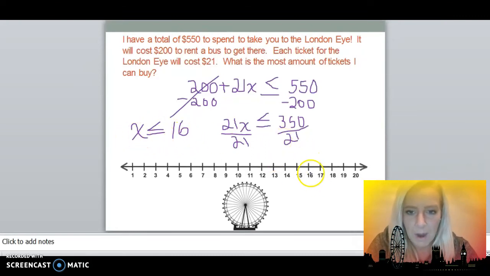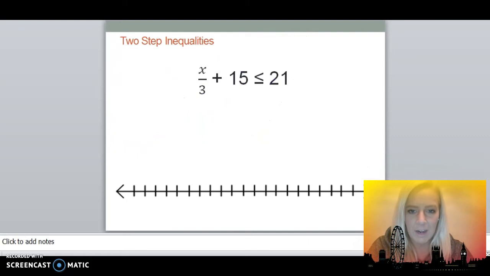So in order to graph this, I'm going to have a closed dot at 16. And I'm going to shade all of the numbers that are less than 16. So if I only wanted to bring 10 of you, I can only bring 10. If I wanted to bring all of you, I'd bring 14. If we wanted to bring an additional friend, we could bring 15. Or if I just want to go by myself, I'm not going to bring anyone. Sorry. Okay, let's look at another example.